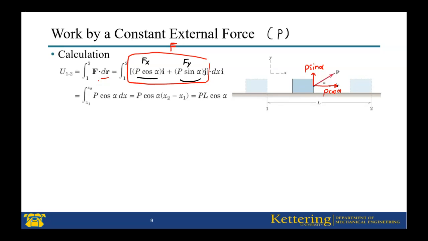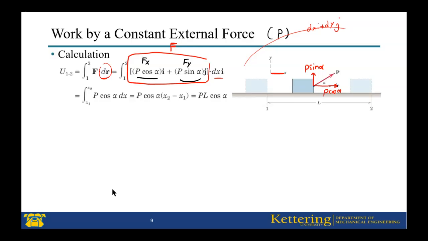Now multiplied by dr, the displacement. This one is a very simple problem. dr is just moving along the x. Because this one is moving along the x, the amount of displacement along the x is dx i. If this one were moving in the plane, dr would be dx i plus dy j. But this one is moving along one direction.